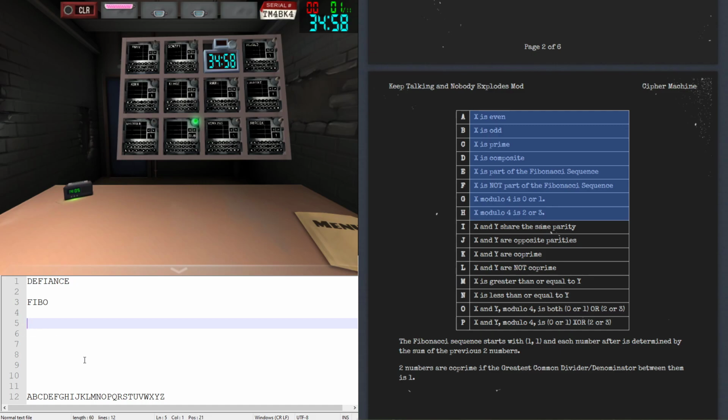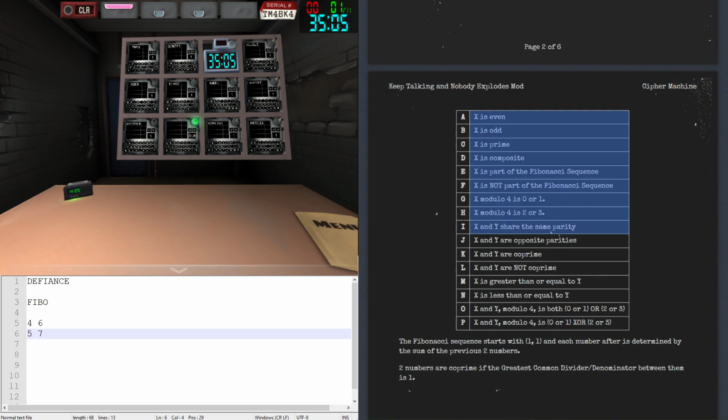X and Y share the same parity, such as they're both even numbers, like so. Or they're both odd numbers. However, opposite parities means one's even and the other one's odd. Very simple and straightforward.